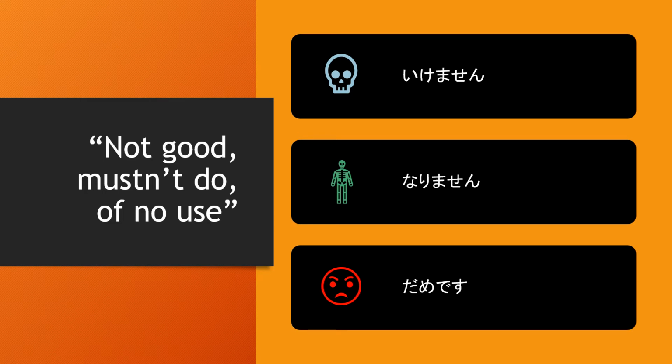If someone did something naughty, you can tell them off and say, hey, ikemasen, you can't do that. That's not good. Someone's trying to jump over the fence. You can say to them, ikemasen. Now, ikemasen is a very neutral word that simply means it's not good.